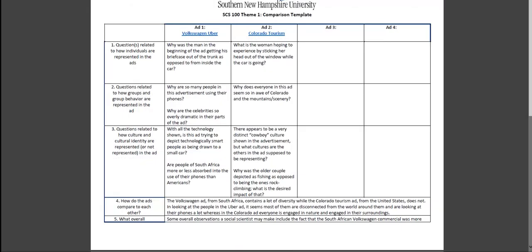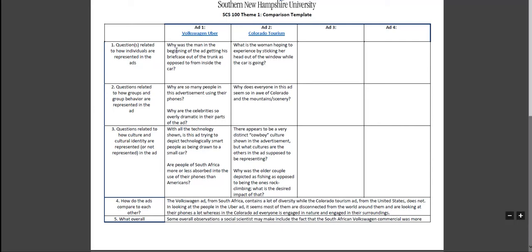So to show you a completed rough draft sample, this is a sample that I have created for you. This is what your rough draft should look like. It lists the ads, and then we write questions in these. So to give you a good visual, the first one is questions related to how individuals are represented in the ads. So you're going to ask questions about individuals. As a reminder, an individual is one person. So you're going to be asking a question about a person.